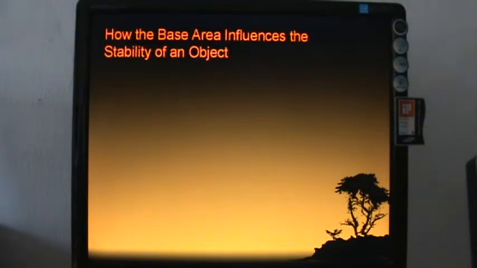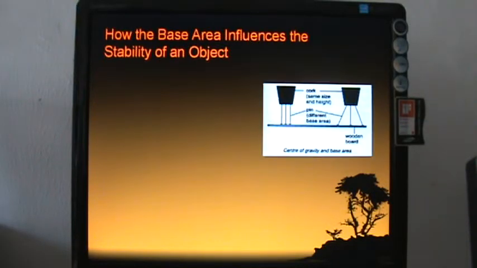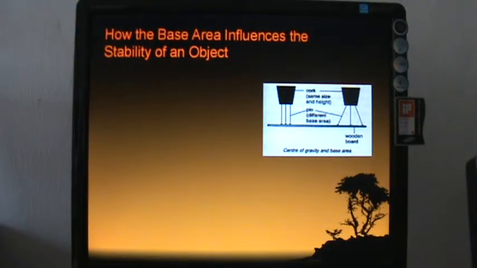So how the base area influence the stability of an object? Just now it was the position of center of gravity. Now it is the base area, whether it will influence the stability of an object. So you look at these two diagrams. Basically these two are the same cork, same size and same height, but the legs, the second one actually extended out like a tripod stand. Okay, so this one seems to have a wider area, wider base area.